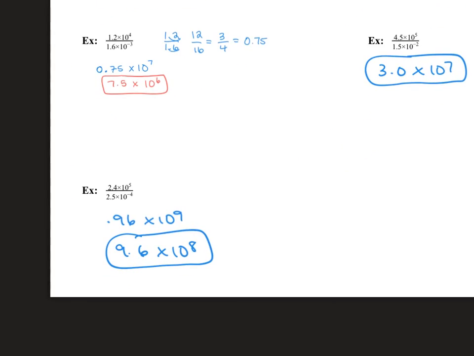And then here, if I divide 2.4 divided by 2.5, I'm going to get 0.96, and then these are dividing, so I can subtract. 5 minus negative 4 is 9, but there's no digit before the decimal, and so I've got to move it this direction, which means it's getting one place closer to its destination, and so that's why the exponent goes from 9 to 8.